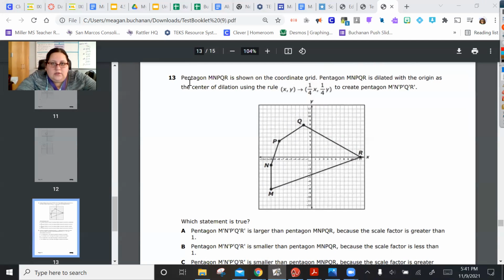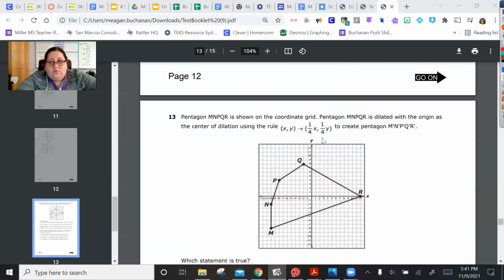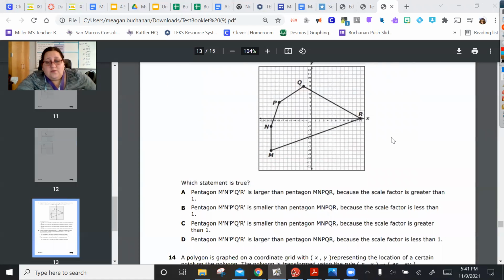Number 13. Pentagon MNPQR is shown on the grid. Pentagon MNPQR is dilated with the origin as the center of dilation using the rule (x, y) to (1/4 x, 1/4 y). So what statement is true? We're multiplying by 1/4, so it's going to get smaller.